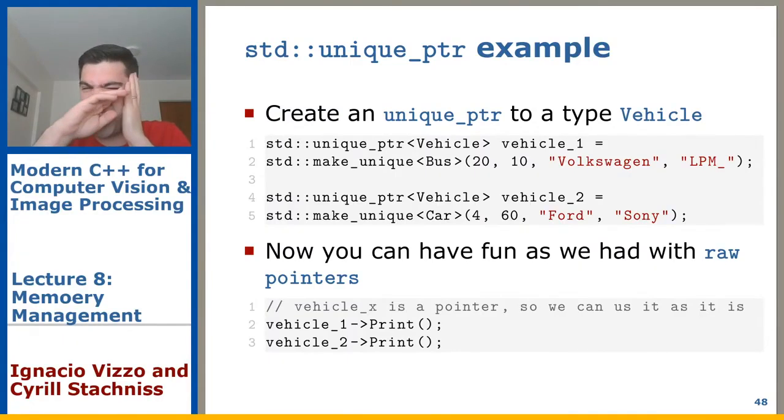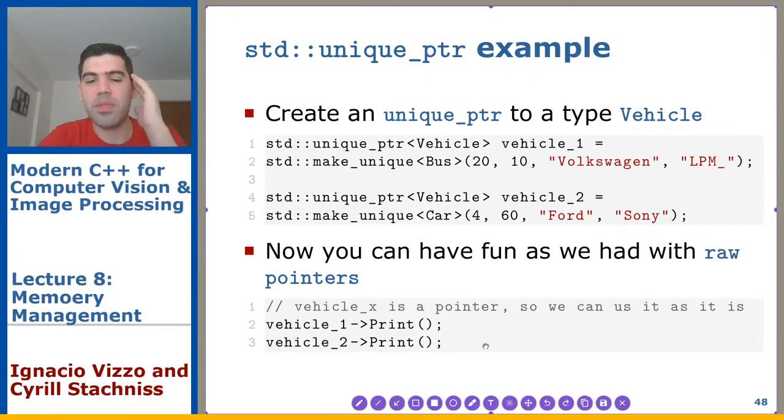So we have unique pointers and shared pointers. In this example, we will create a unique pointer to a vehicle type. This will be called vehicle1, and then we will call this utility function called make_unique, and we will say this is a bus, because pointers are polymorphic, so we can point to a vehicle and create a bus.